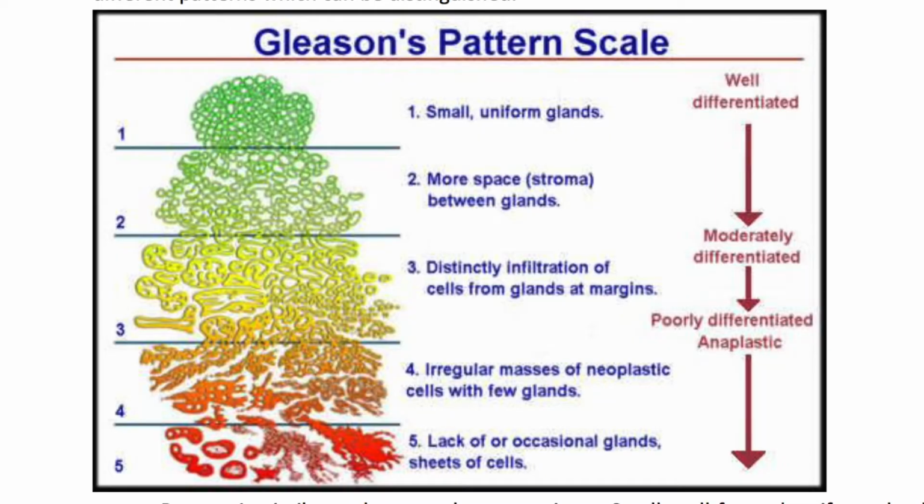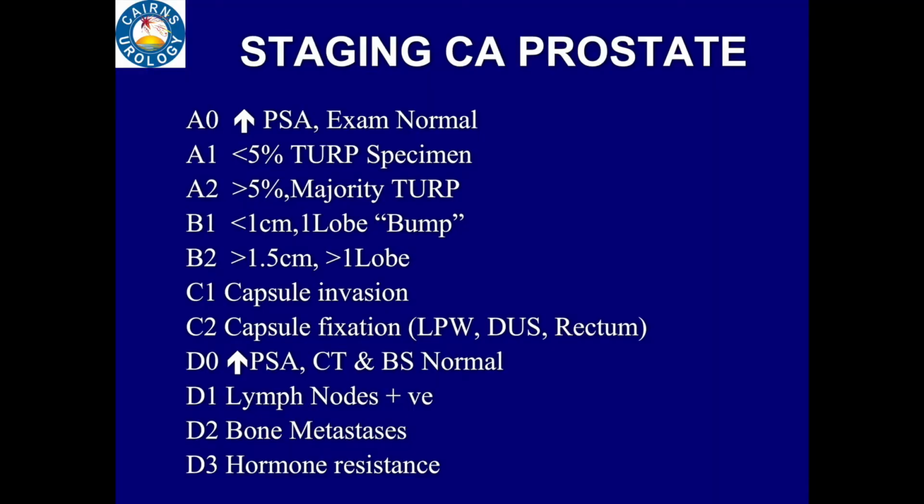Now, you're all familiar with the Gleason scoring system of prostate cancer grading histologically. The easiest way to understand staging is using the old-fashioned ABCD system. Stage A0 would be a patient with an elevated PSA but a palpably normal gland. Stage A1 is less than 5% of a TURP specimen being positive for cancer. Stage A2 would be greater than 5%.